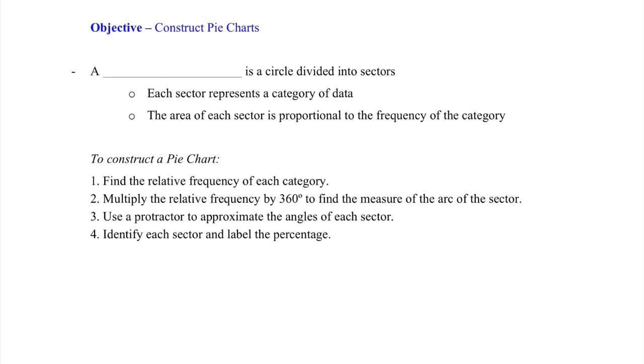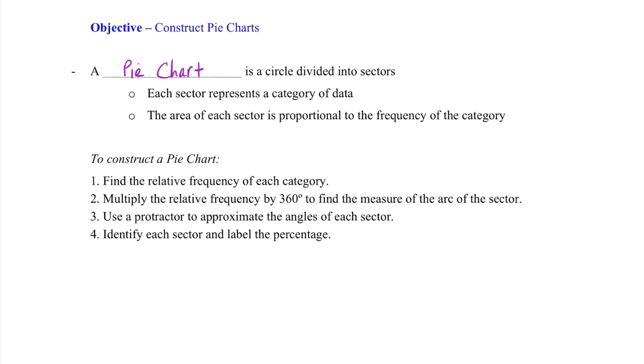Continuing on now, our objective has us constructing pie charts. Now a pie chart is a circle divided into sectors. This is typically a pretty commonly well-known graph, but each sector represents a category of data. The area of each sector is proportional to the frequency of the category in order to give us an accurate visual representation. You see the steps on your notes to construct a pie chart.